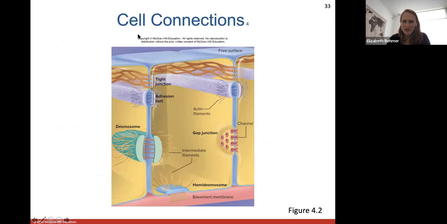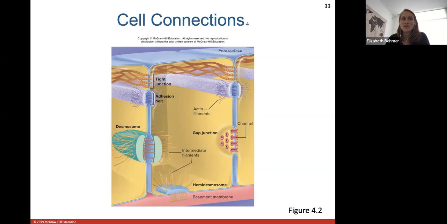So here's just an artist's rendition of what these cell connections look like. Remember that hemidesmosomes connect the cells to the basement membrane. Desmosomes connect cell to cell. Adhesion belts and tight junctions really keep the cells nicely tight together. Some of these adhesion belts are made of different filaments, like actin filaments. And then here we see the gap junction, which is like a channel, which allows things like ions and molecules to pass through. And these gap junctions allow for communication between cells.